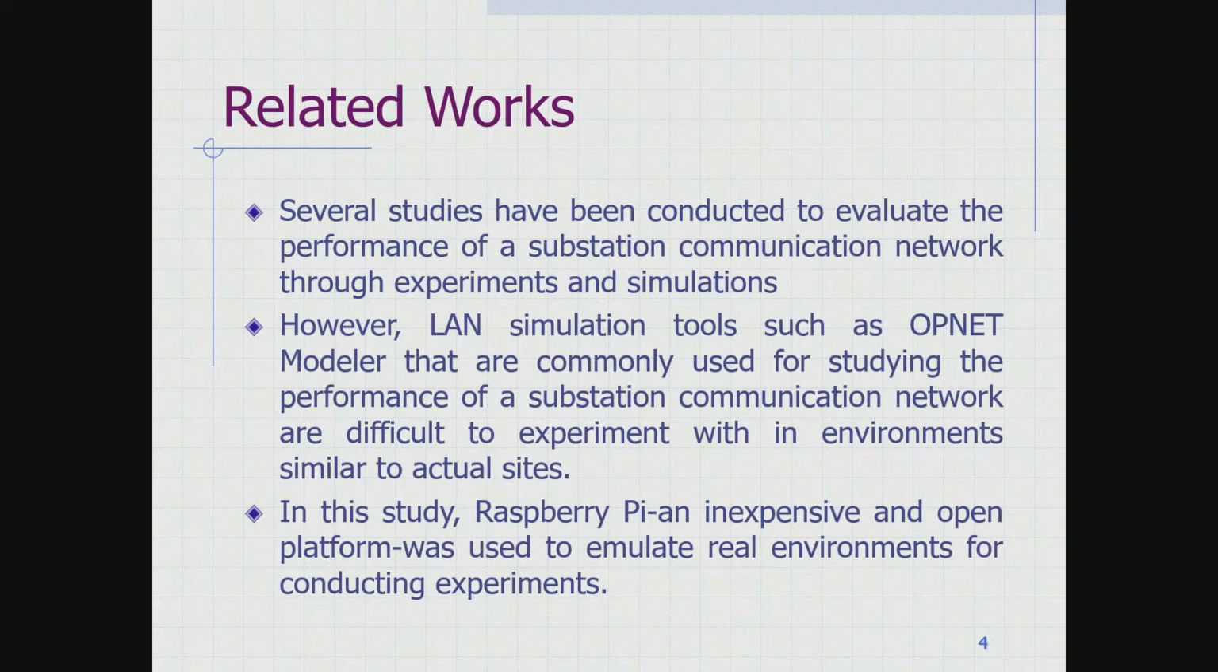Currently, several studies have been conducted to evaluate the performance of a substation communication network through experiments and simulations. However, simulation tools such as OPNET Modeler that are commonly used for studying the performance of a substation communication network are difficult to experiment with in environments similar to actual sites. Therefore, in this study, Raspberry Pi, an inexpensive and open platform, was used to emulate real environments for conducting experiments.